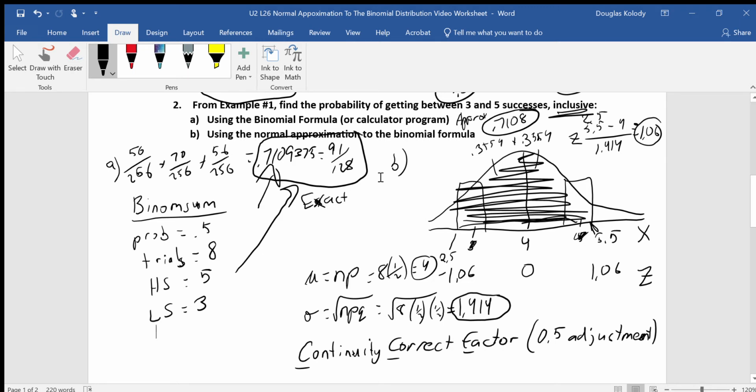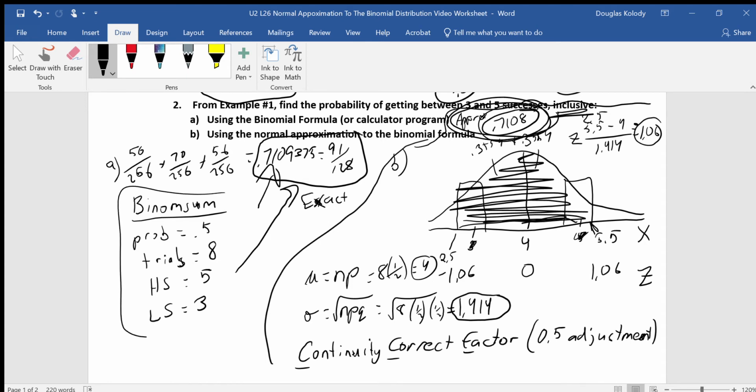Why in anyone's right mind would they do all this work simply for an approximate answer, which was the 0.7108, when in a couple seconds they could run a binosum program or any other binomial program and get the exact answer in a fraction of the time? That is a wonderful question, which will be answered actually right now.